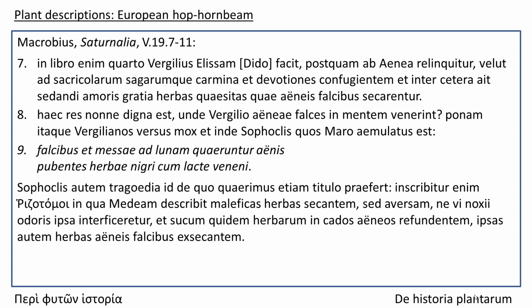Don't you think it's worth asking how Virgil came to think of blades made of bronze? I'll quote Virgil's lines first, the speaker says, then the lines of Sophocles that Maro imitated. Maro is Virgil, Publius Vergilius Maro.